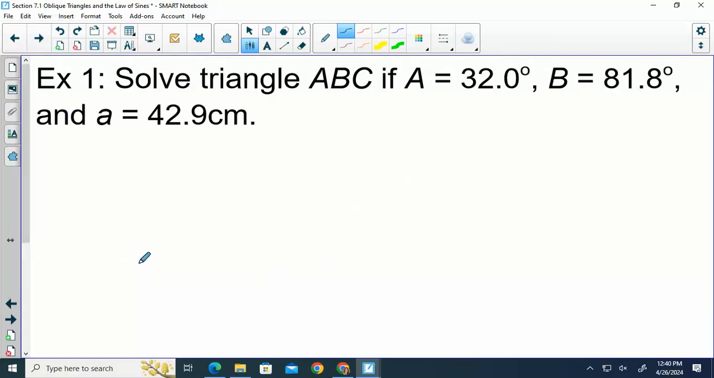Okay, so let's take a look at a problem. Solve triangle ABC. That means all angles and all sides. If angle A is 32 degrees, how many significant digits is that, by the way? That would be 3. Angle B is 81.8 degrees, and side A is 42.9 centimeters. I would draw pictures on these and label. Doesn't have to be drawn to scale. So angle A is 32. Side A goes across from angle A.